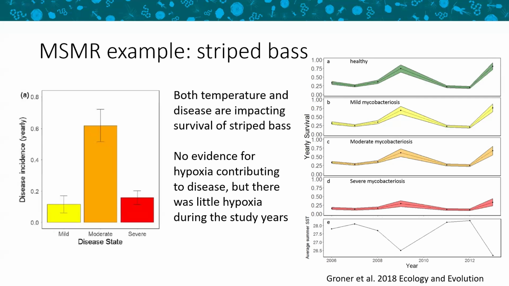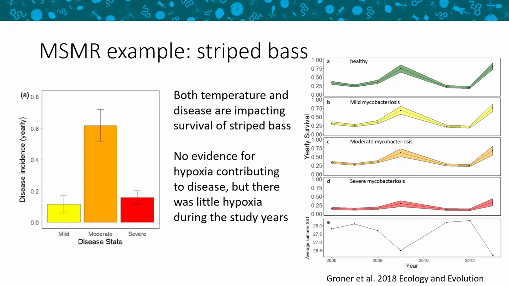And then we also found that both temperature and disease affect the survival of striped bass. We also didn't find any evidence that hypoxia was a contributor, but during the study years, there just wasn't that much hypoxia, so it wasn't a really good test of that hypothesis. But what you can see here is the estimated model predicted yearly survival for healthy, mild, moderately, and severely infected or severely diseased striped bass.